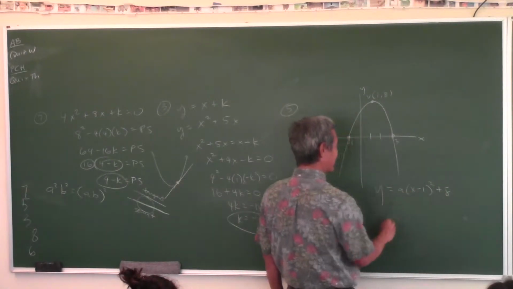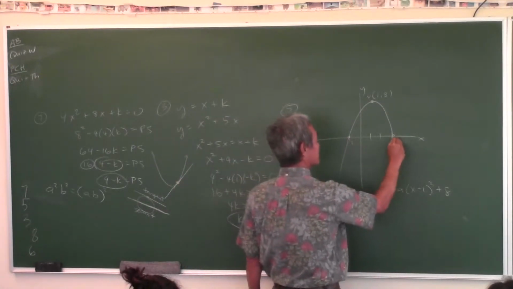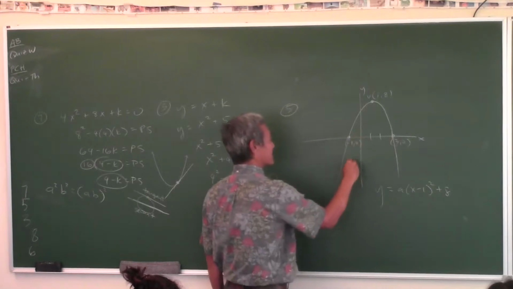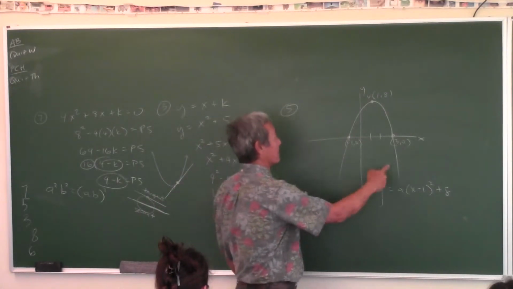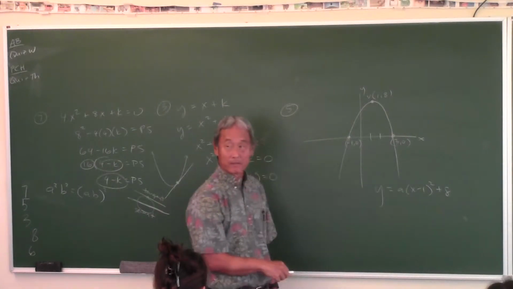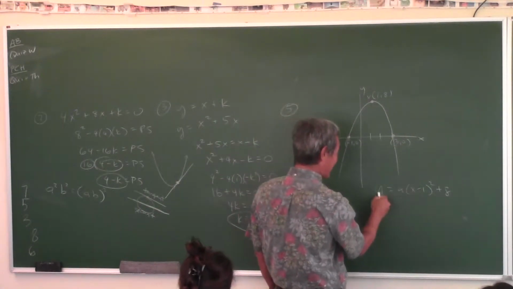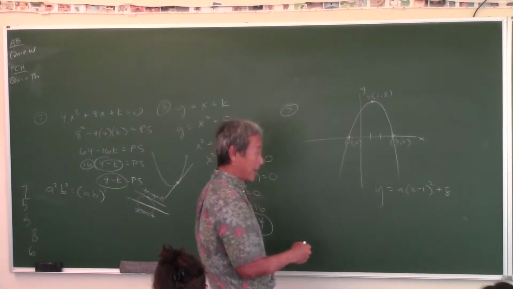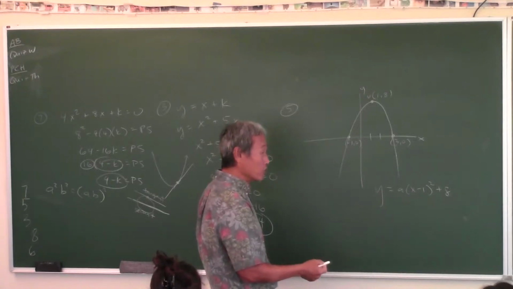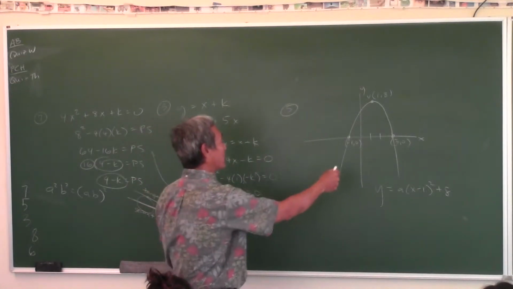How do I figure out the value of a? Plug in a point. You can either plug in 3, 0 or negative 1, 0. Now some of you might be asking, Mr. Park, can I plug in 1, 8? No, you can't. What's going to happen if you plug in 1 for x and 8 for y? You're going to get 8 equals 8, which is true, but it doesn't help you figure out what a is. So you need to plug in one of these points.